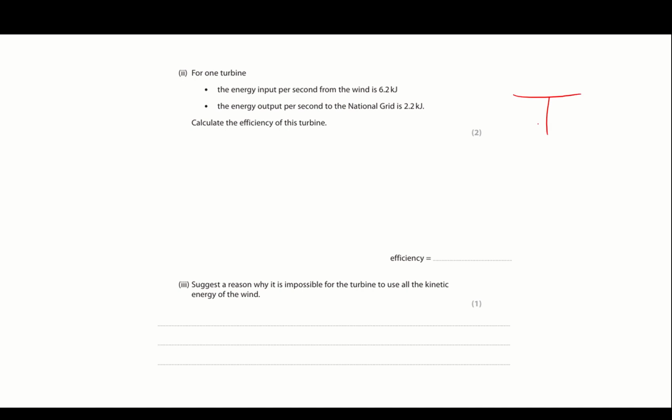So we're going to need to use efficiency, useful over total. Well, it tells us the input, so that's the total input. It tells us the output, that's the useful output. So to calculate the efficiency, just divide those 2 numbers. And we can because they're in the same units. I'm just checking the units because we know that efficiency is a basic ratio. So 2.2 over 6.2 is 0.35 or 35%.